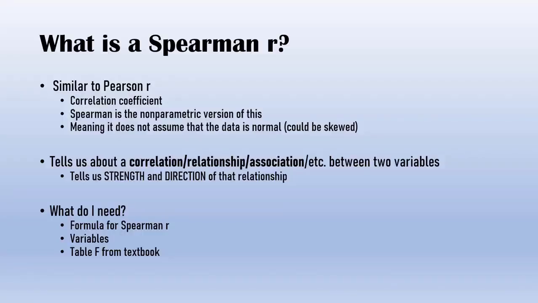So, what is a Spearman R? A Spearman R is similar to a Pearson R, meaning that it is a correlation coefficient. Because it is a correlation coefficient, it tells us about the correlation, relationship, association, etc. between two variables. And this correlation coefficient is going to tell us about the strength and direction of that relationship.